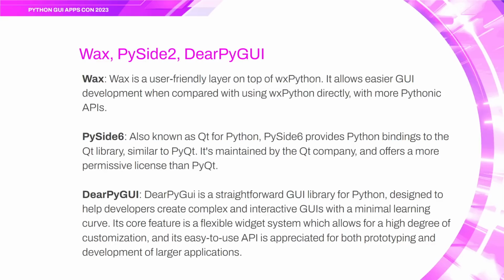And finally, we have Dear PyGUI. Dear PyGUI is a straightforward GUI library for Python designed to help developers create complex and interactive GUIs with a minimal learning curve. Its core feature is a flexible widget system which allows for a high degree of customization, and its easy-to-use API is appreciated for both prototyping and development of larger applications.